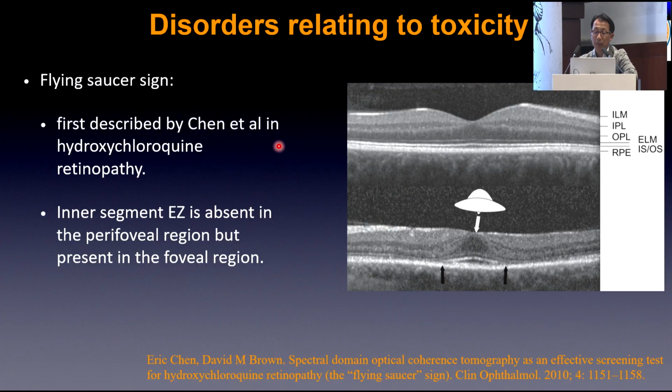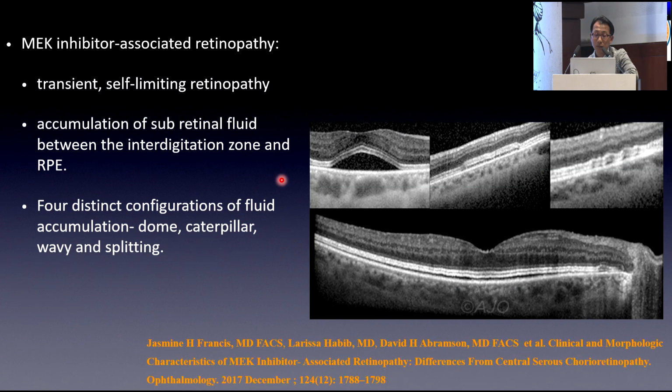Some of the OCT biomarkers seen in drug toxicities include the flying saucer sign, which was first described by Chen et al. in hydroxychloroquine retinopathy. Here you can see the loss of EZ in the perifoveal area, while the EZ is preserved in the foveal area.